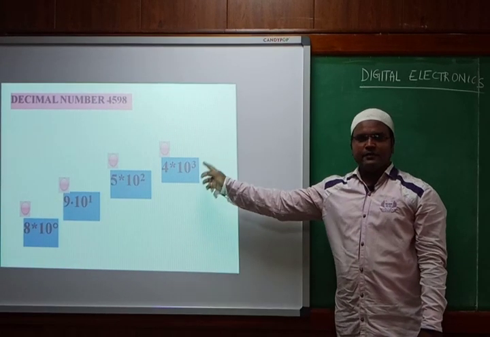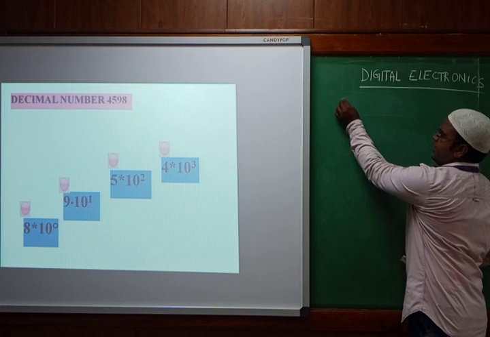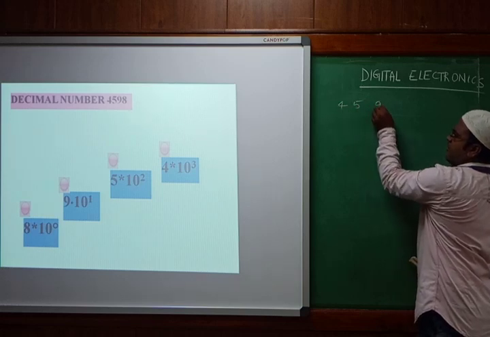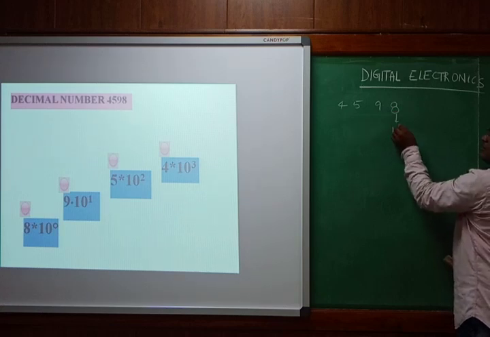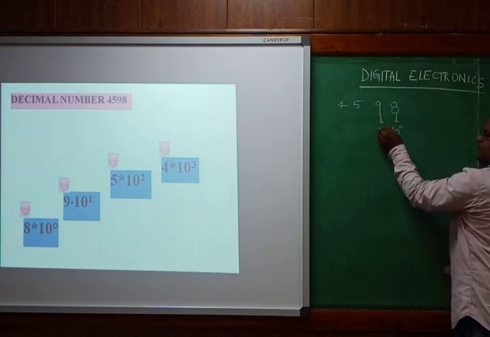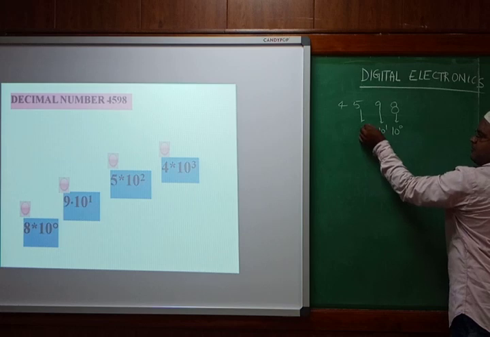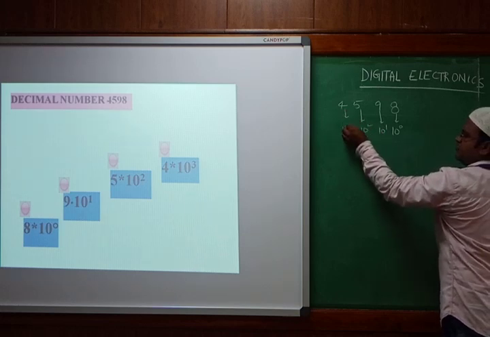So those numbers we are taking, the first what we had: 4, 5, 9 and 8. So this I am writing as, this number should start from 10 power 0. The next number what I had is 10 power 1. The next number should be multiplied with 10 power 2. Next number would be 10 power 3.